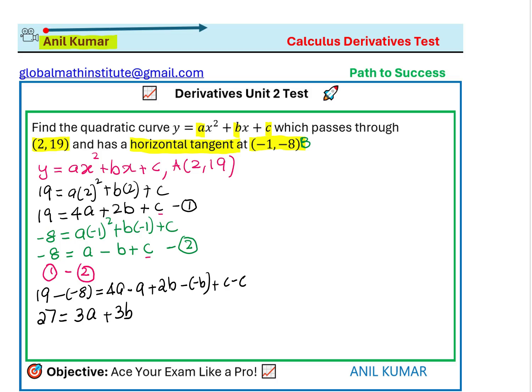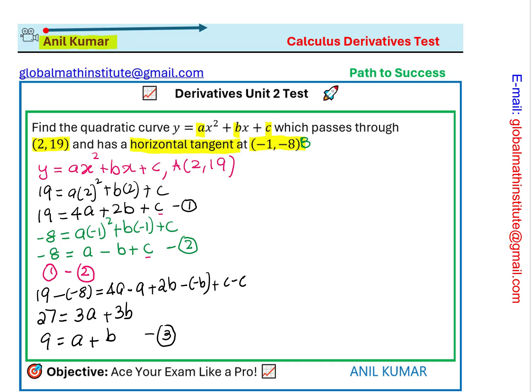We can simplify this by dividing by 3. So 9 equals a plus b. So we'll call this as our equation number 3. Makes sense, right? So we have now a relation between a and b. So a plus b is 9. If a is known to us, we can find b as 9 minus a. Correct.